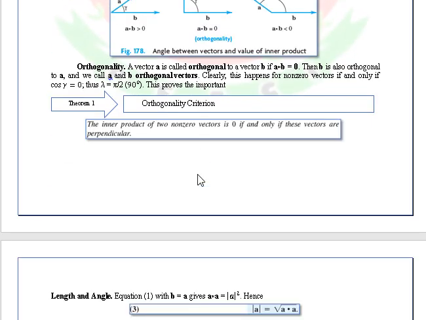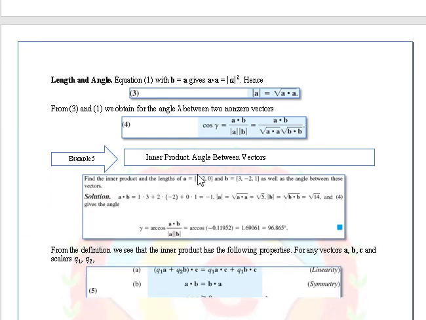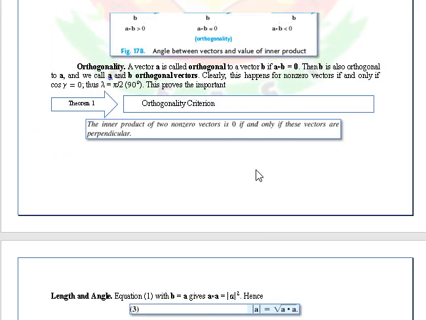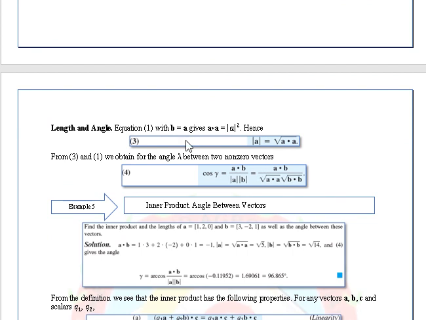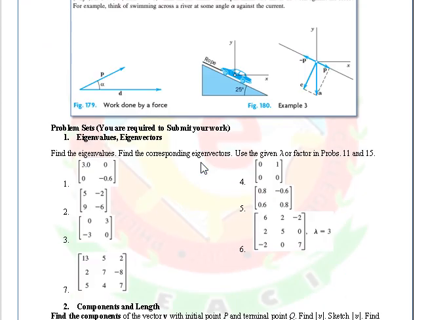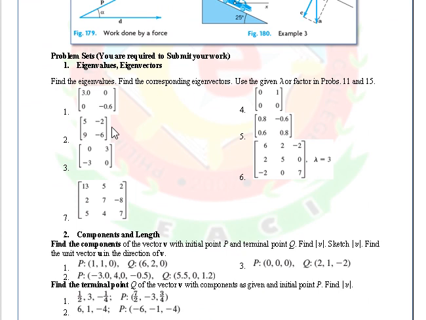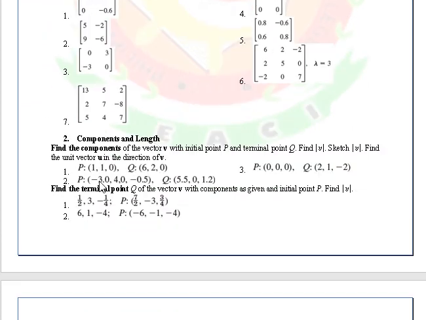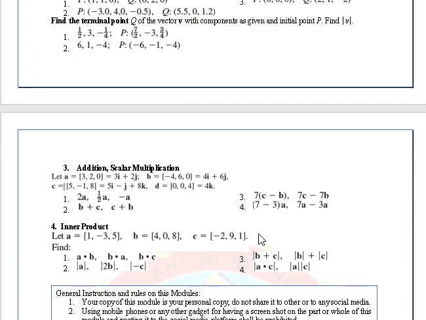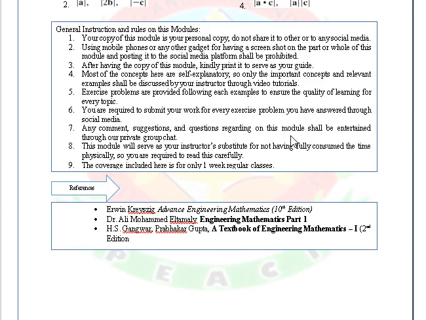Okay, I think these are all self-explanatory with regards to the dot product. So please refer to it. I have here different problem sets. Please work on them, or answer these as a whole and submit them to me right away.